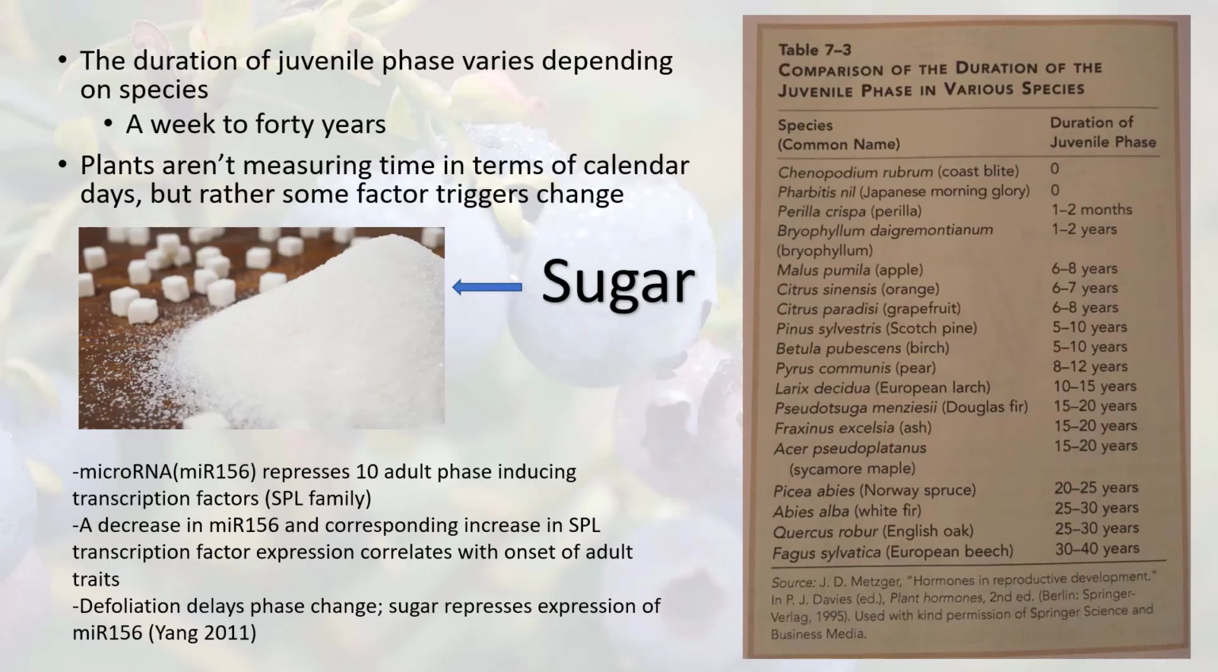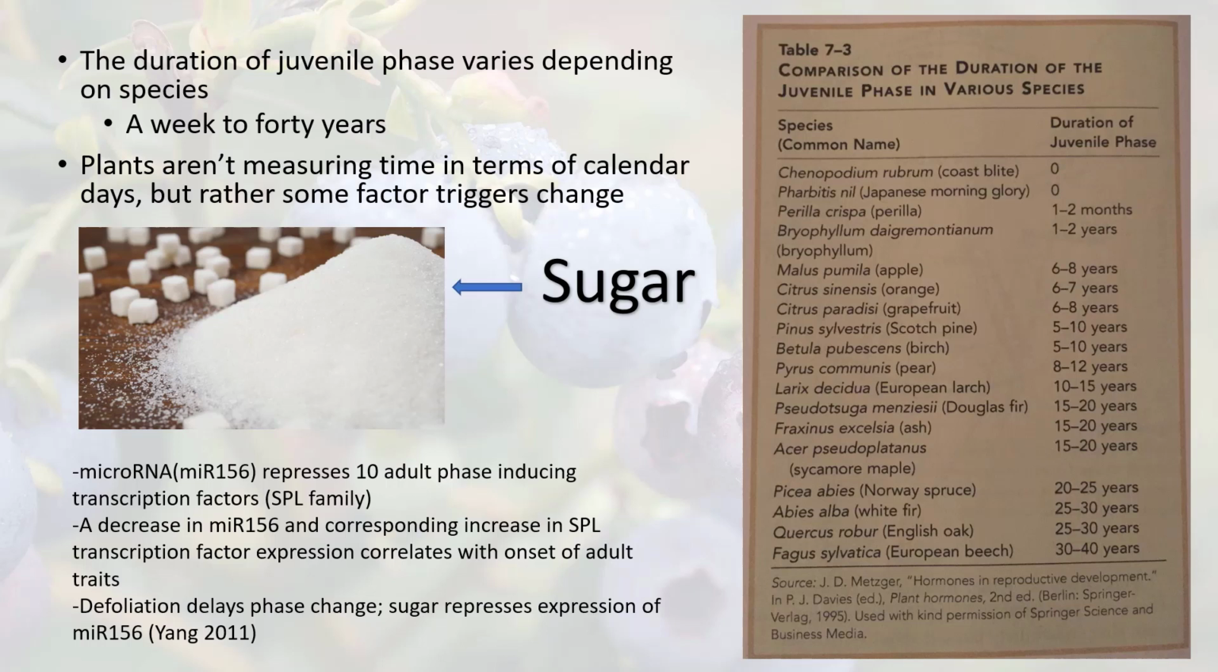Now, the duration of the juvenile phase is going to depend on the species. And if you look on the table over there, you can see that it varies greatly, right? From 0 or 1 to 2 months all the way up to 30 to 40 years if you're looking at a European beech tree. So there's a huge difference depending on the species and the length of the juvenile period of our plants.